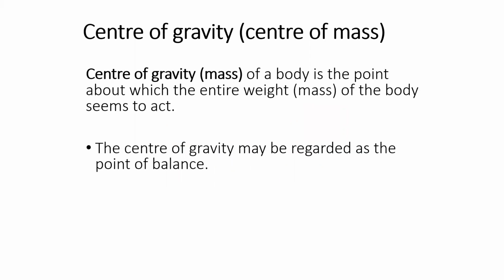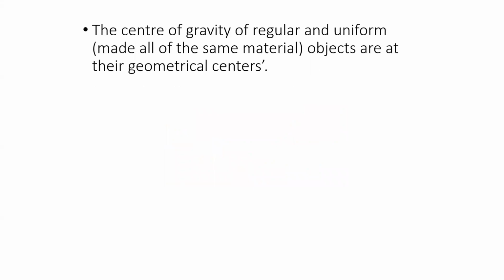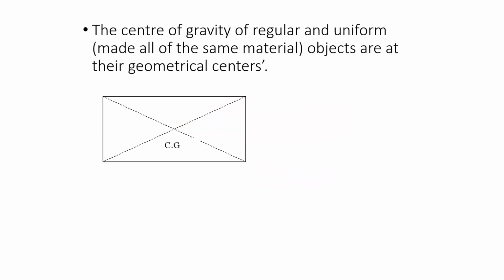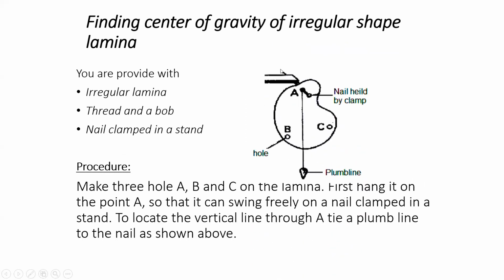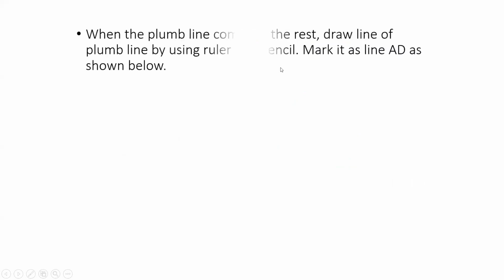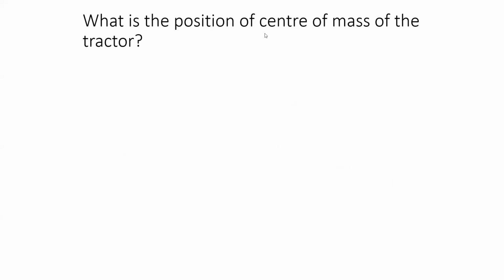So center of gravity is a point where earth is pulling the object. And for the objects which are regular and uniform, the center of gravity or the center of mass will be at the center. This is an experiment that we'll discuss in the next class, how to get the center of gravity of an irregular object. But now I'm discussing things related to center of gravity.